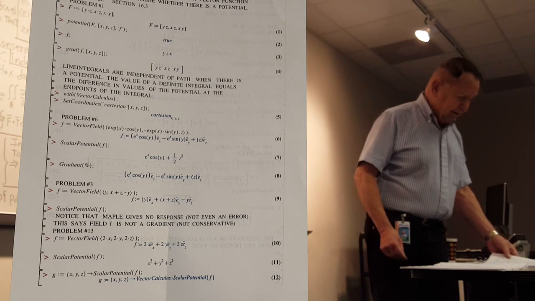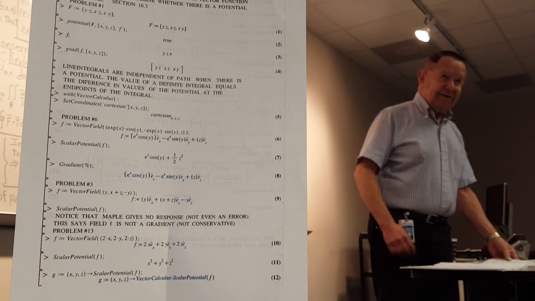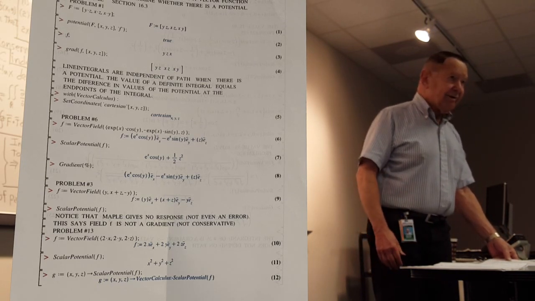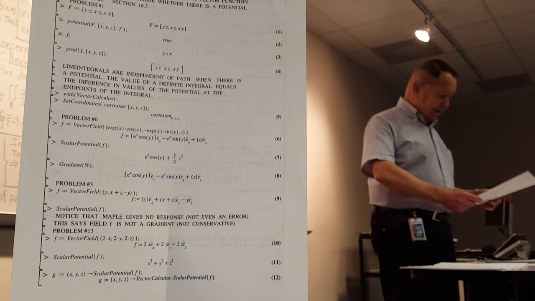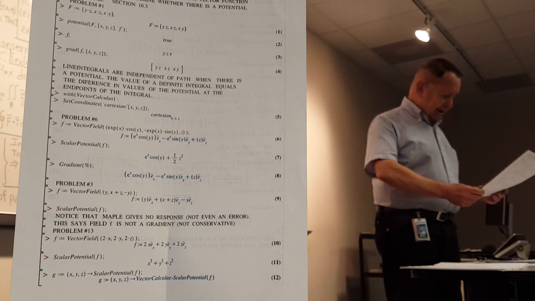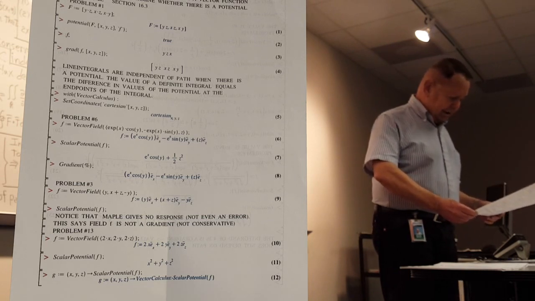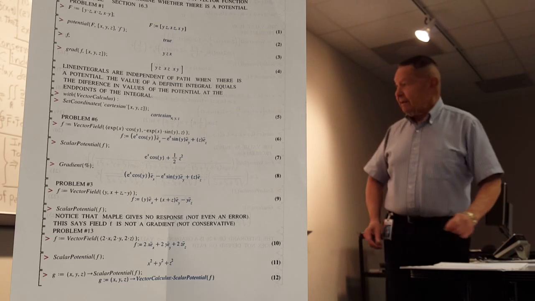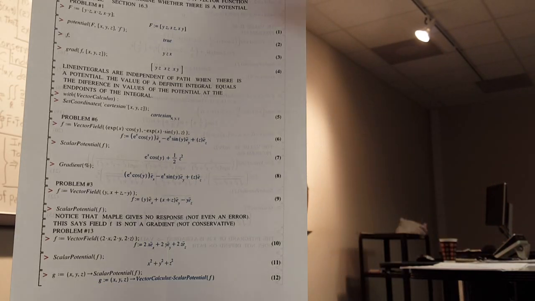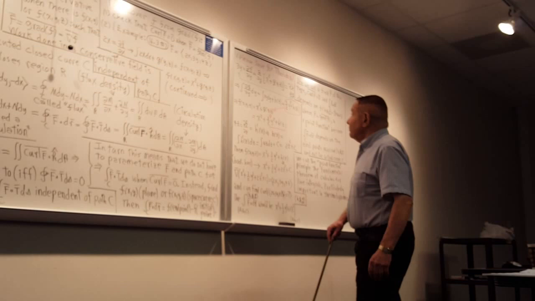It would also be equivalent to telling you that the curl is not 0. If you took the curl of problem 3, you would find that you don't have 0 as your answer. So that's how you do things with Maple.